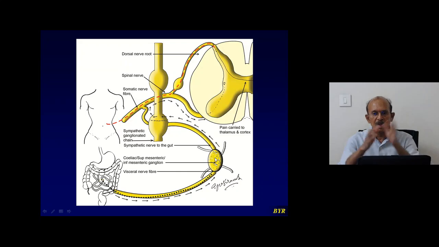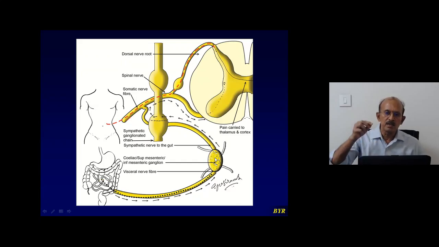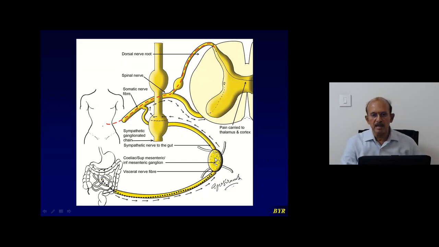Celiac artery gives off branches. So along those branches, these autonomic nerve fibers go to the gut. Along the superior mesenteric artery branches, the branches go to the gut. Inferior mesenteric artery, the same thing. So there are no separate branches you see from these ganglia. These ganglia give off branches which go along the blood vessels and supply the viscera.